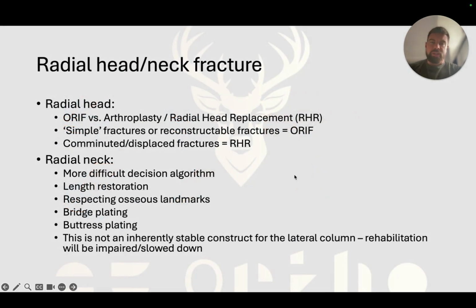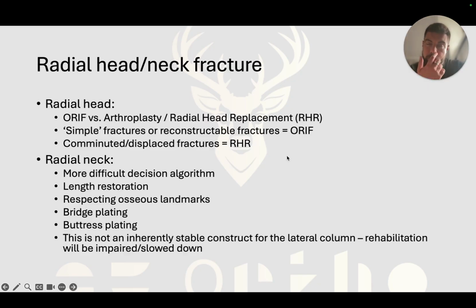Now, if we come down onto the other side, imagine you've addressed your medial side, your muckle is safe, your flexor pronator mass is also safe, your ulnar nerve is happy, and your coronoid has been addressed. You now need to look at your lateral or radial side. Now remember, the radial head, again, it depends on the comminution and the level of function for the patient. The big discussion is whether or not you're going to do an ORIF or an arthroplasty/replacement. Then you could look up the concept of simple fractures or reconstructible fractures, which would lead to the ORIF.